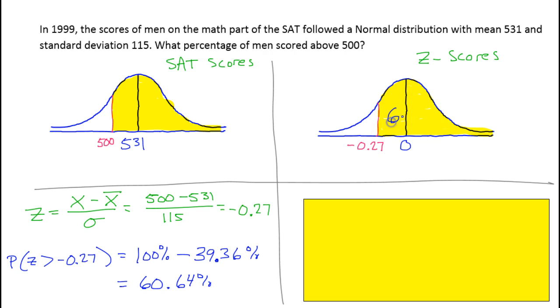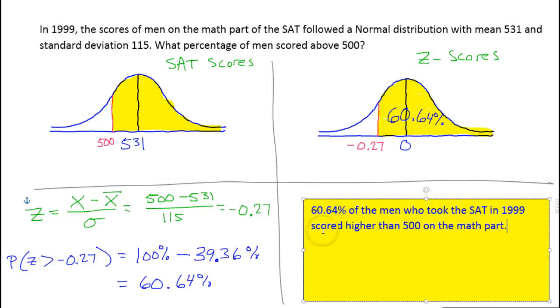Okay, so over here we've got 60.64%. All right, so let's go ahead and translate that into a sentence. Whenever we do a real world problem like this, we should answer in a complete sentence. Okay, here's the final answer in a sentence form. However, I remember that I'm sort of skipping a step here. This percentage is the percentage of z-scores to the right of this z-score.